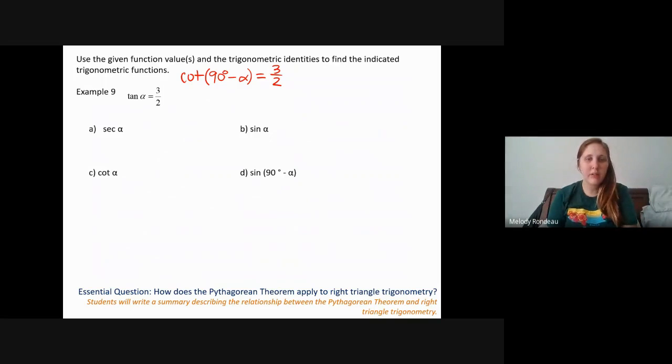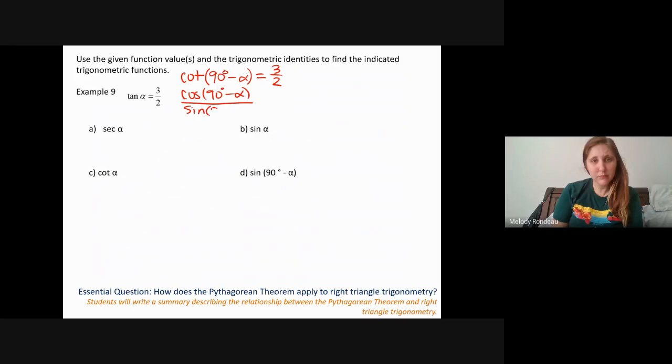If I look at my list here, that doesn't really seem to help with some of the ones I'm trying to find. So I'm going to keep working on this a little bit. I have cotangent of this angle is 3/2. But there is a quotient identity for cotangent. I can rewrite cotangent as cosine over sine. So I'm replacing cotangent with cosine over sine.